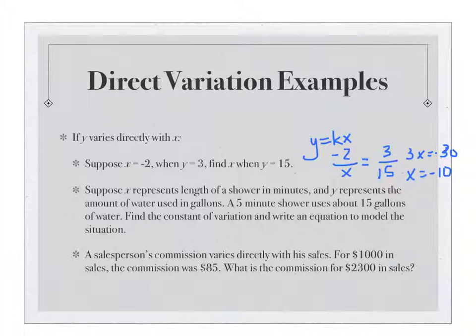All right. Suppose X represents the length of a shower in minutes, and Y represents the amount of water in gallons that's used. A 5-minute shower uses about 15 gallons of water. Find the constant of variation and write an equation to model the situation. All right, so Y equals K times X, right?